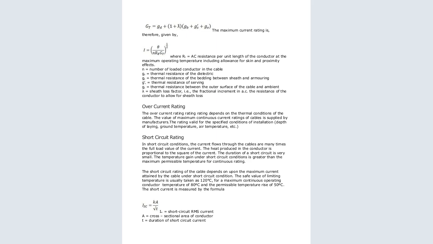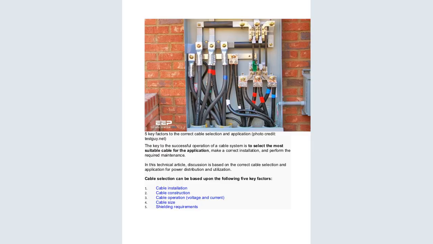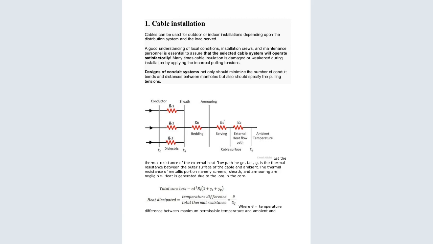So the short circuit rating: in short circuit conditions, the current flows through the cables at many times the full load value of the current. So that is the short circuit rating. All these things have to be put into consideration. And we say these are the factors we were discussing, the 5 factors that affect the cable selection, or when you are selecting a cable.